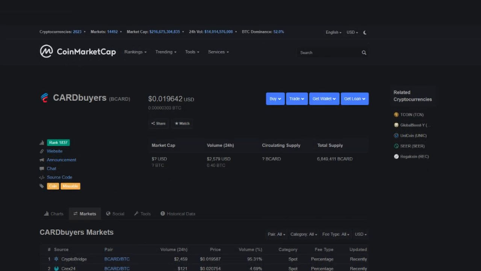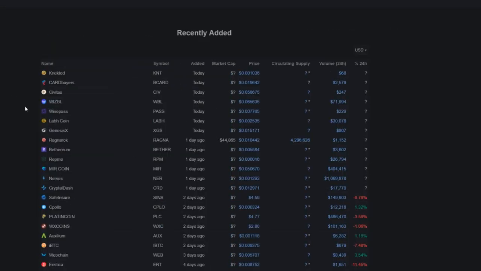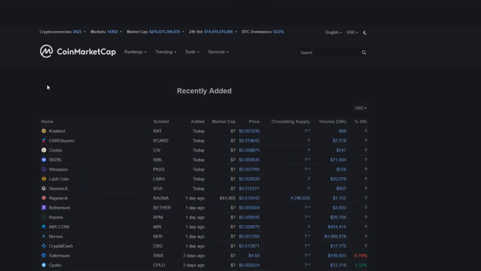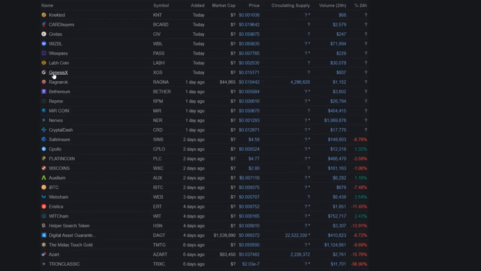So for example, as you can see, these are some examples of what to mine. And not really looking at these big coins like Ethereum and Zcash and others. So use this feature to your advantage.